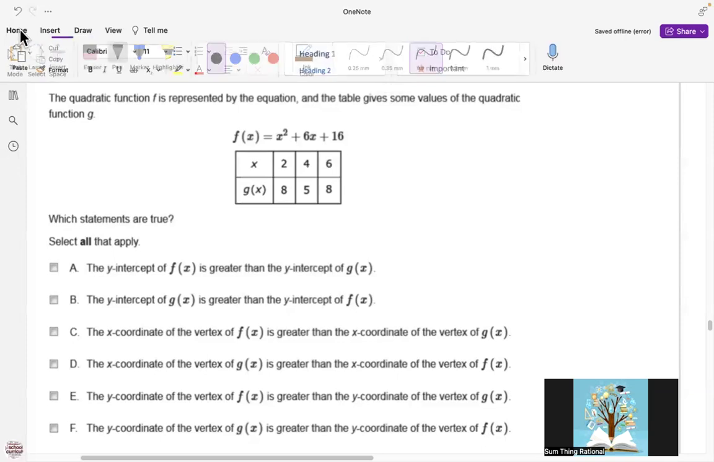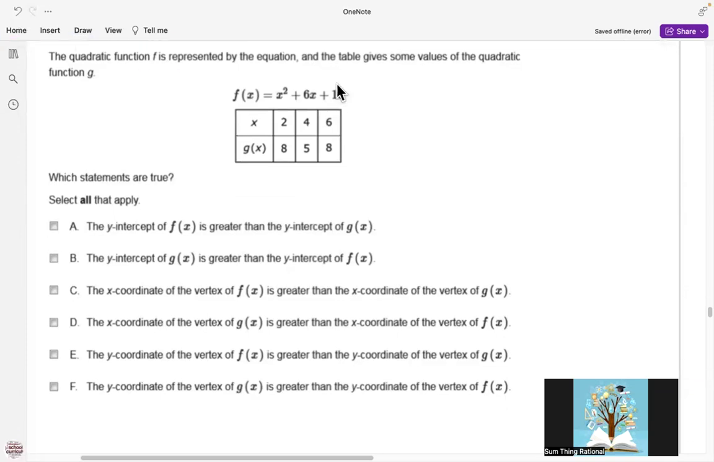Hello everyone. We have been solving quadratic functions and quadratic function features. So we will continue solving those questions again. Here is one of the questions, a little bit challenging, but we will dive into it and solve this question, of course.